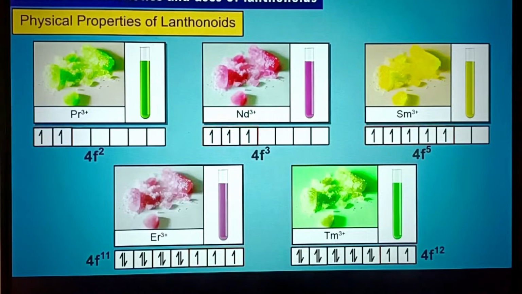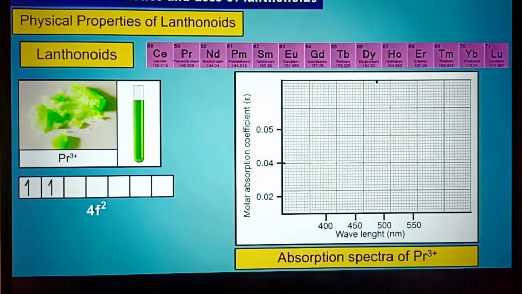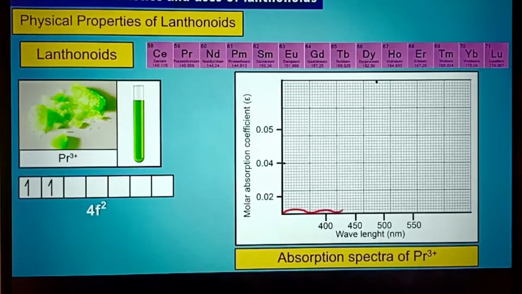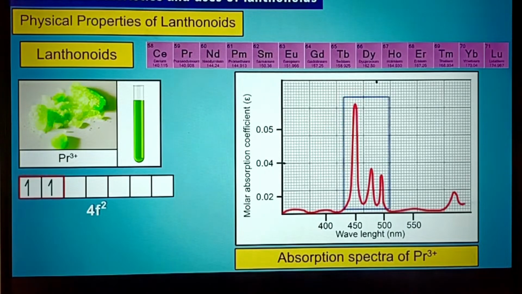The color of these ions is directly related to the number of unpaired electrons in the 4f subshell. The absorption spectra of the compounds of trivalent lanthanoid ions show a very sharp line band in the UV visible or near infrared region. These bands are due to internal electron transitions in the partly filled 4f shell and are called f to f transitions.